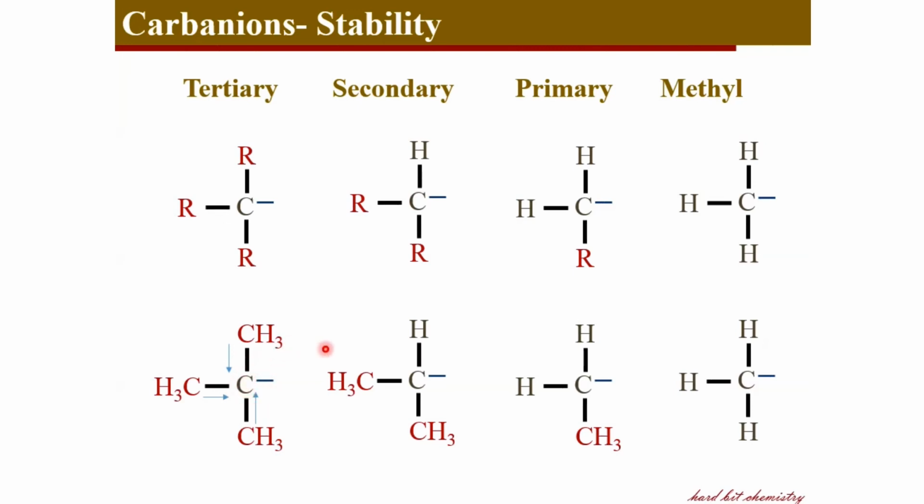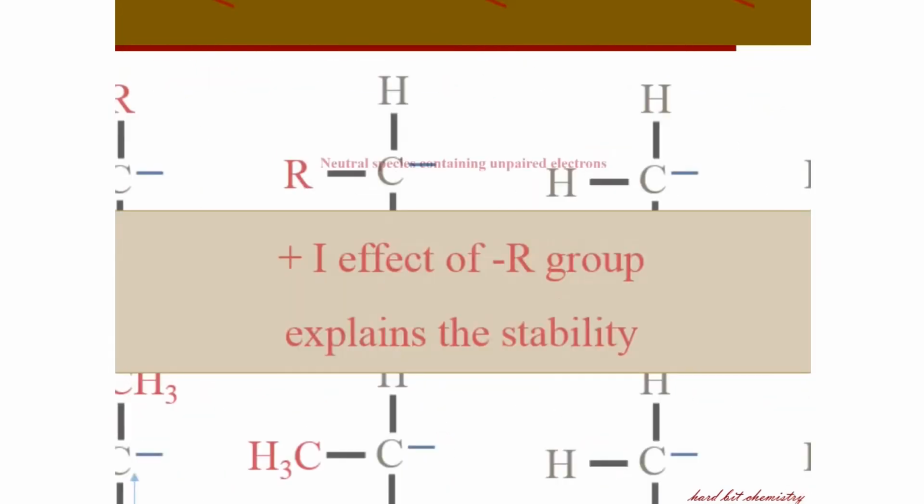Whereas if you go to the secondary carbanion, you have only 2 alkyl groups. Therefore, the magnitude of the inductive effect decreases, and for primary it decreases further. If you look at the methyl group, there is no +I group, which means there is no charge destabilization. Therefore, the stability of carbanions follows this order, where the tertiary carbanion is least stable, whereas the methyl carbanion is the most stable among the set.